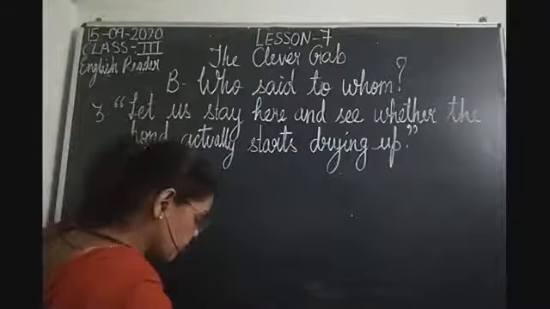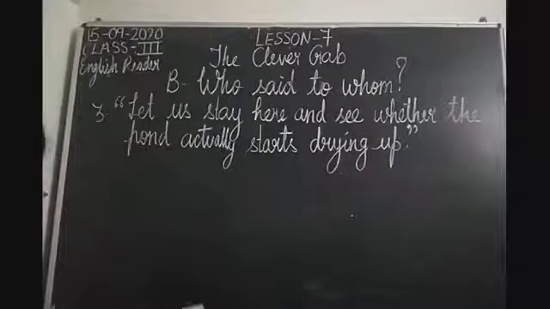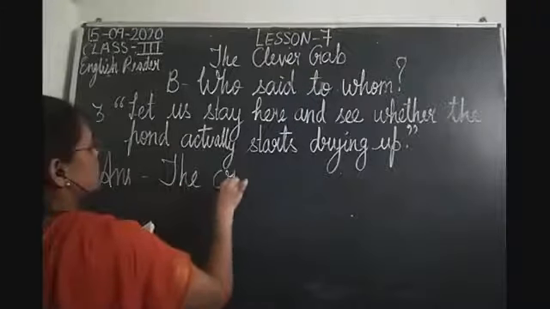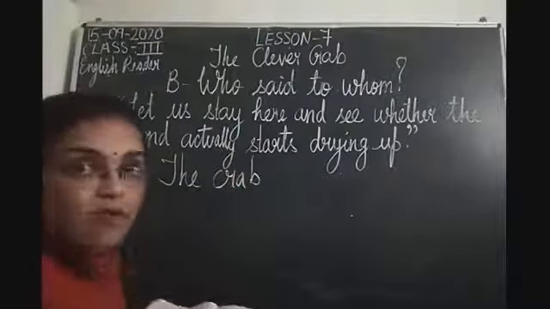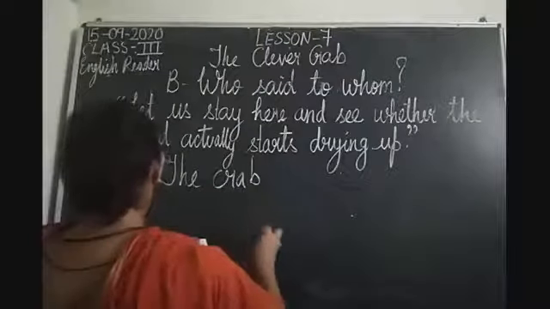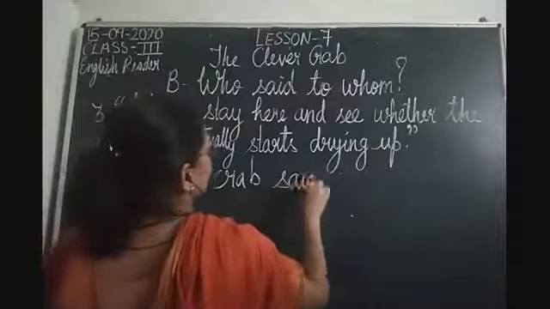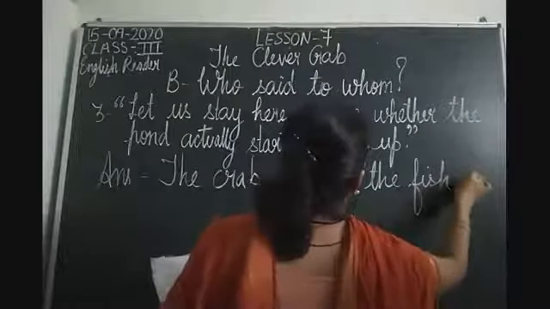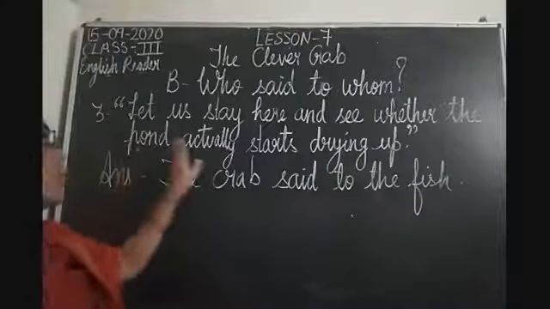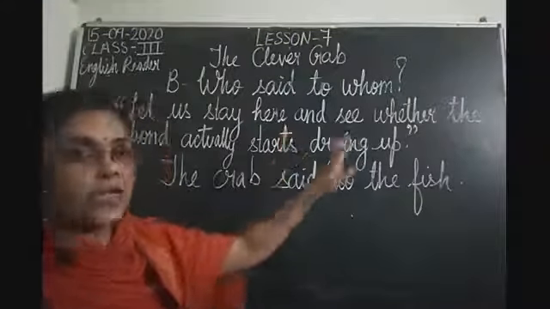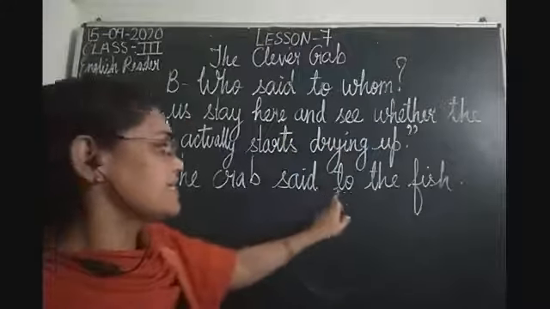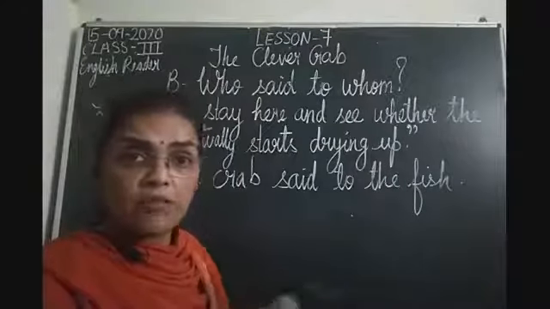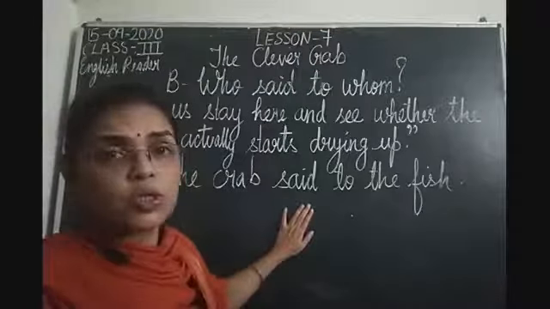So who said this, children? The crab said to the fish. Crab को stork पे trust नहीं था. The crab was clever. He was wise. So he said this to the fish, let us stay here and see whether the pond actually starts drying up. The crab said to the fish, because the crab did not trust the stork. He knew that the fish were the food of the stork. So the crab said to the fish.